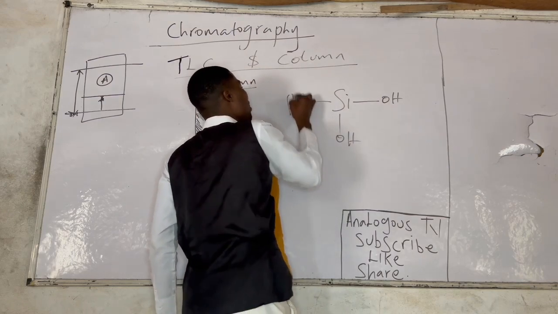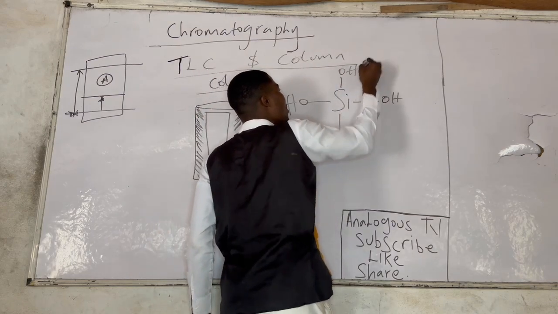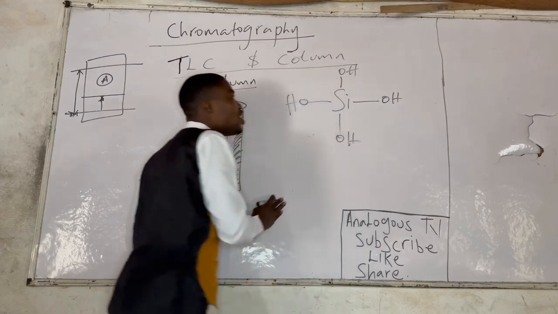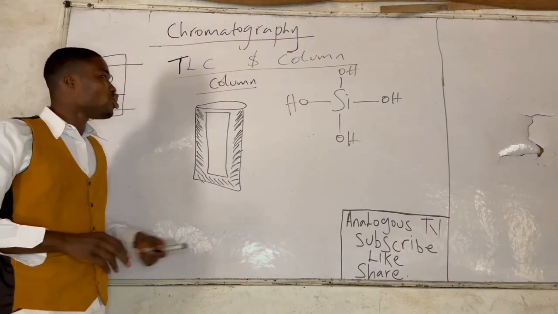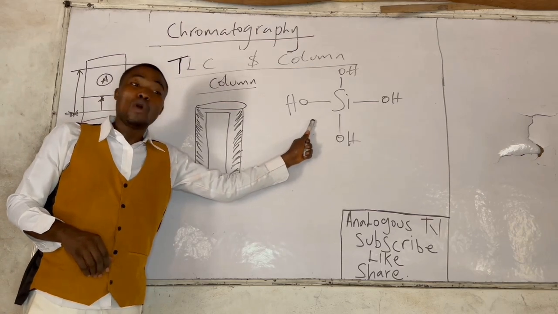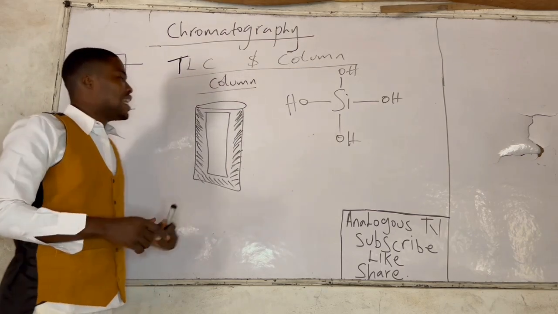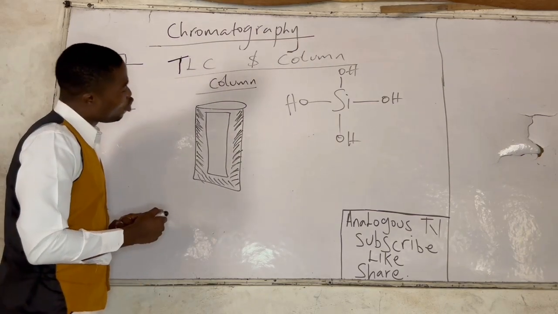Yeah. Silica connected with 4 OHs. So basically, that's the basic structure, the basic substance in the silica gel. So this silica gel material is polar. Now this is what happens in column chromatography.